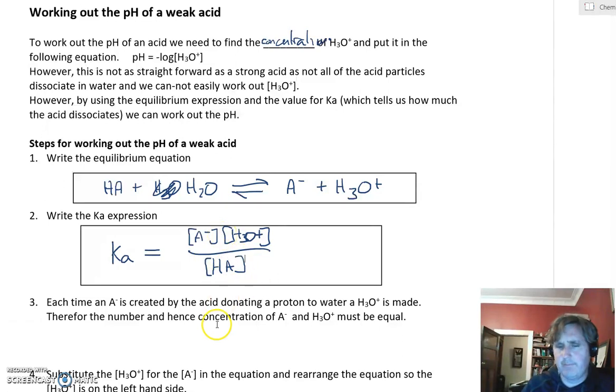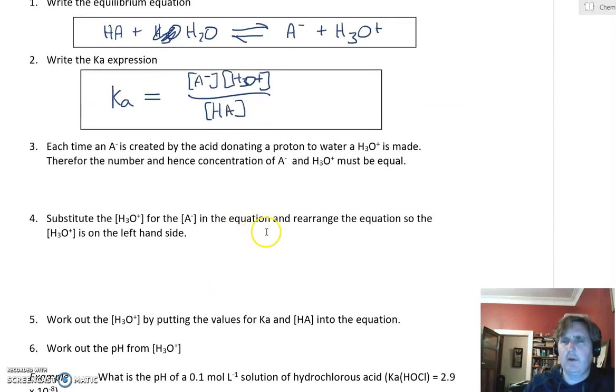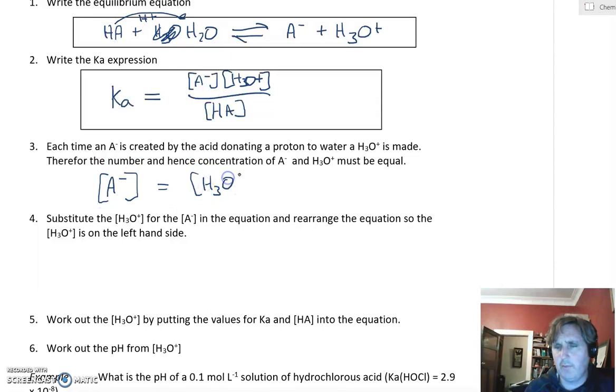Now, when we look at this equation at the top here, any time that a weak acid donates a proton to water, every single time that one of these interactions occurs, we get one A minus produced. At the same time, we get H3O plus produced. So if every time this interaction happens we produce one A minus and one H3O plus, then the concentration of A minus, square brackets meaning concentration, is the same as the concentration of H3O plus.